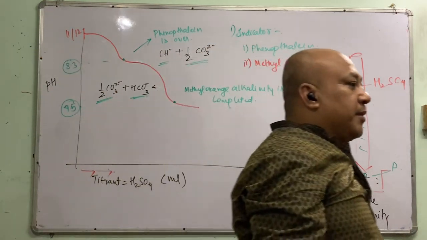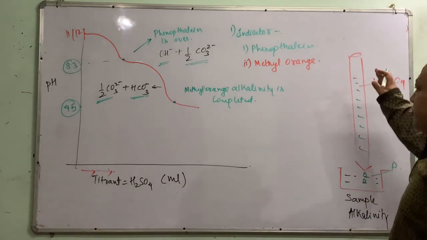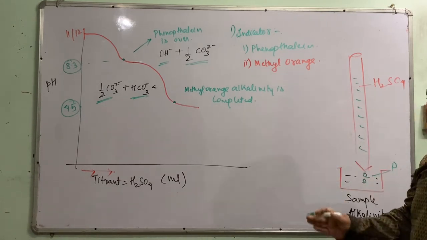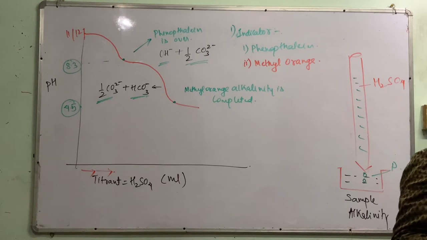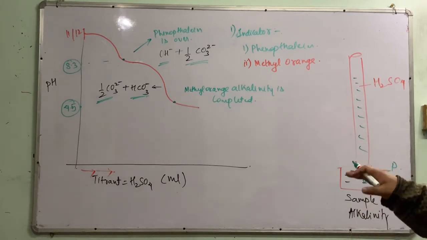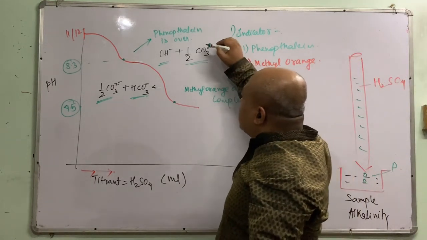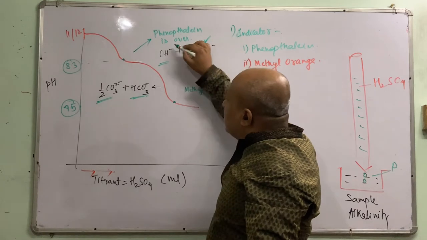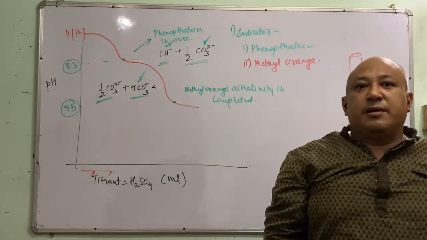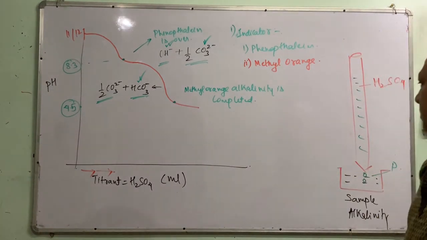Is it clear? Fine. Now, let's say when you do the titration, you get V1, N1, V2, N2. Let me show you that calculation and teach you how to estimate these carbonates, hydroxide and bicarbonates. So now I'll come into that: after doing the titration, how to estimate. Is it okay? Let's have a look.